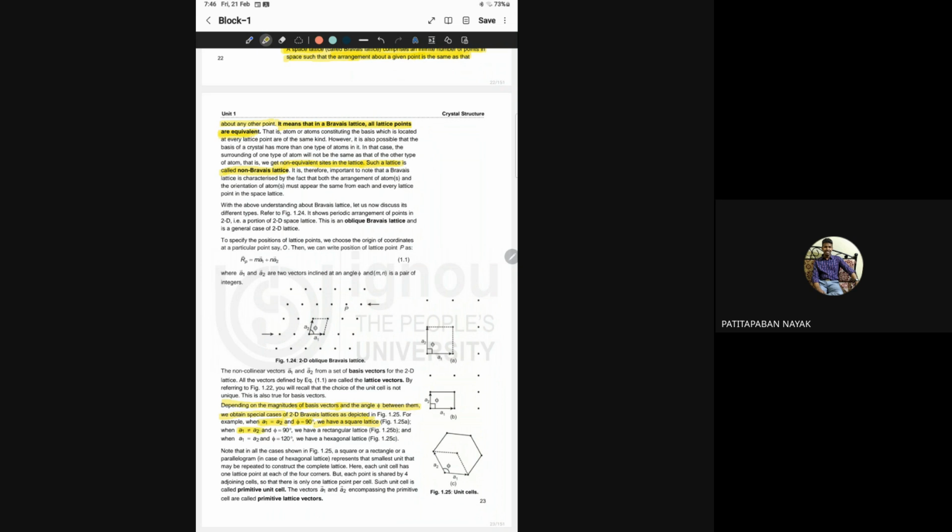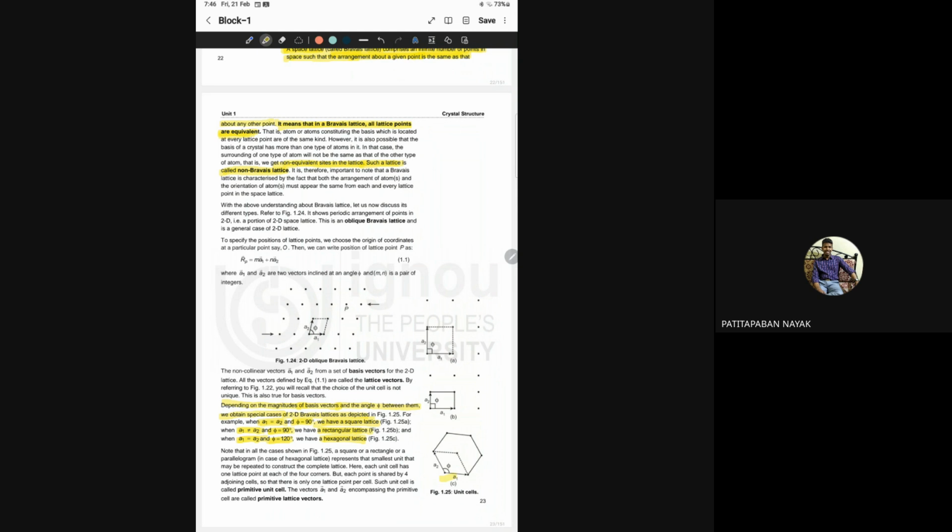If A1 is not equal to A2, but phi is equal to 90, then we call it a rectangular lattice. If A1 is equal to A2 and phi is equal to 120 degrees, like in this case, it will be called a hexagonal lattice.